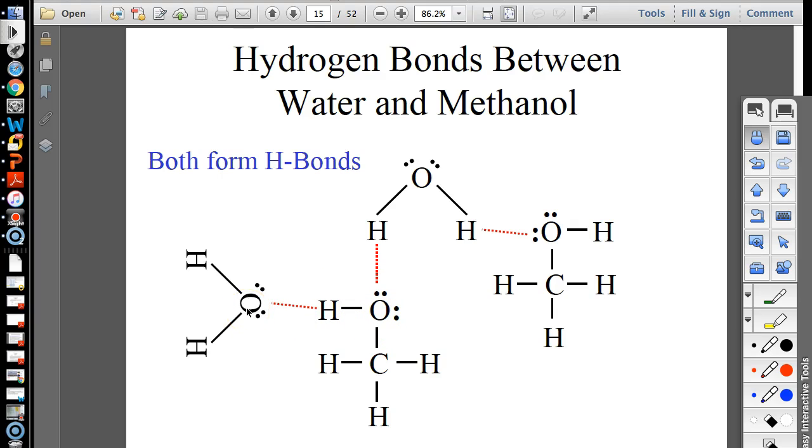So on both sides of the hydrogen, it has to be chlorine or oxygen, right? Yeah. Okay. So it can't be like chlorine on one side and no.